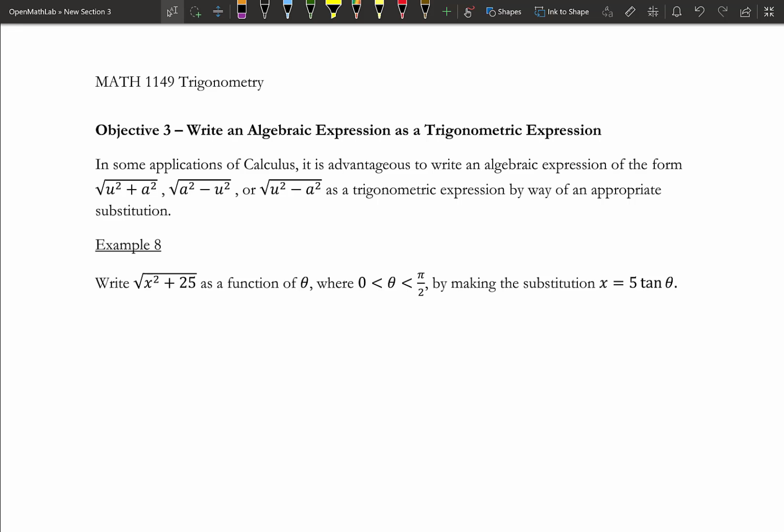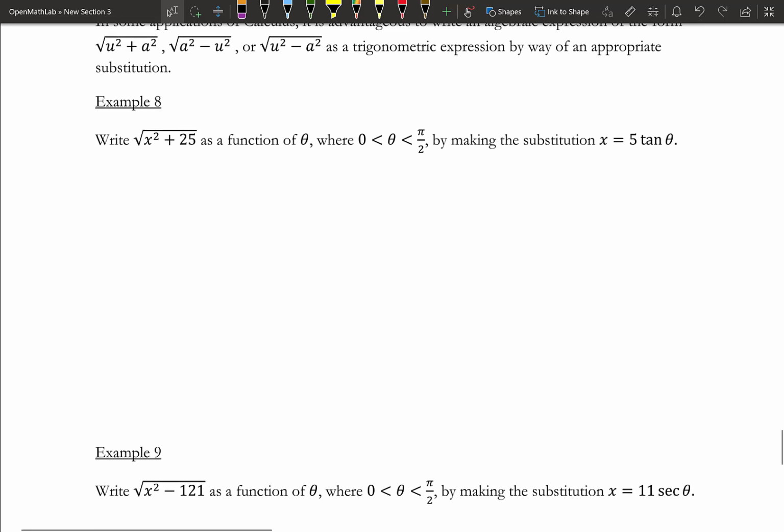I have at the top here that in some applications of calculus, some of you might be stopping at trig, but ultimately trig is to help prepare students for calculus. So oftentimes in calculus we might want to write an algebraic expression of the form, there are 3 forms there, as a trig expression by way of an appropriate substitution. Sometimes that might be easier for us to work with. That's just what we're going to practice here.